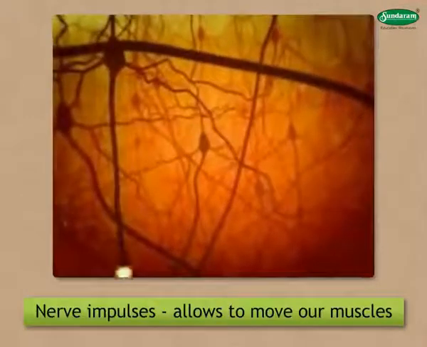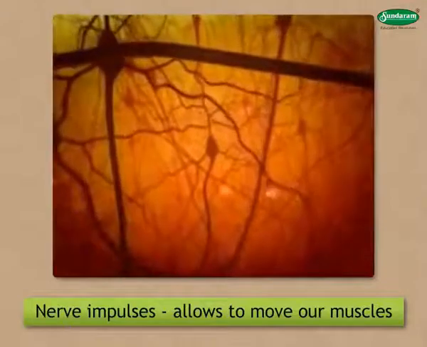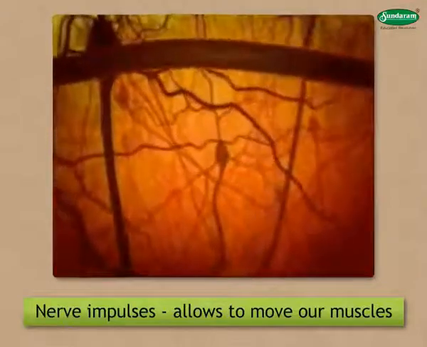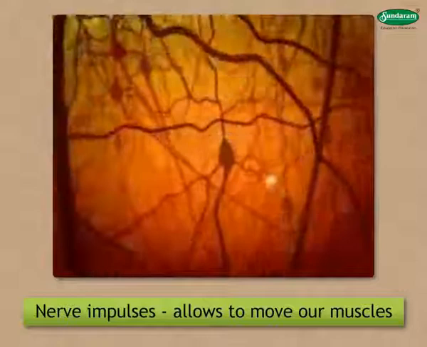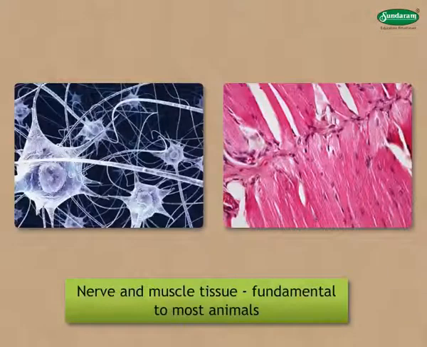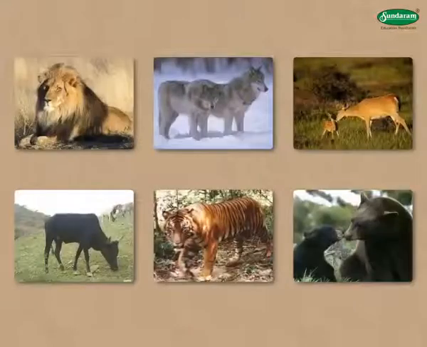Nerve impulses allow us to move our muscles according to our wish. The functional combination of nerve and muscle tissue is fundamental to most animals. This combination enables animals to move rapidly in response to stimuli.